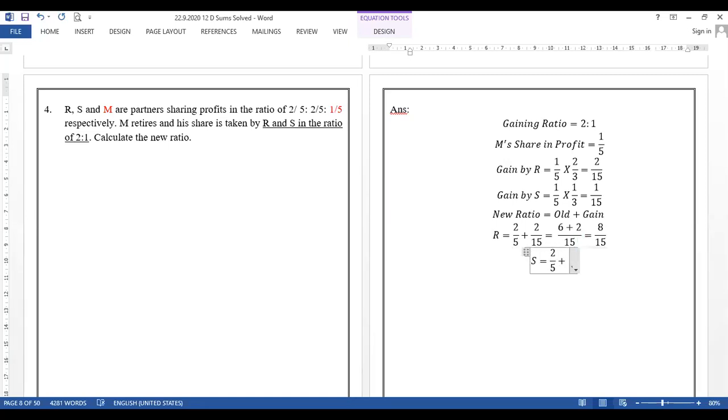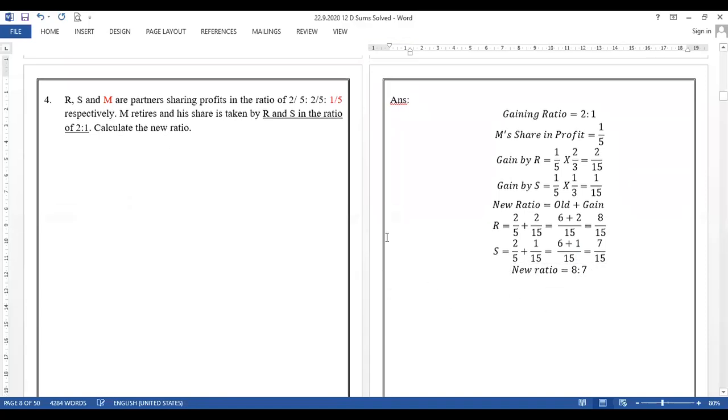plus gain is 1 by 15. Again the LCM will come to 15. So 3 2s are 6 plus 1, which comes to 7 by 15. So if I have to write their new ratio, the new ratio will be 8 ratio 7. This is how we are done with the sum.